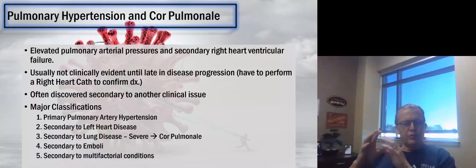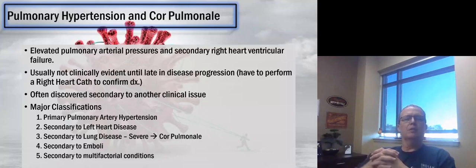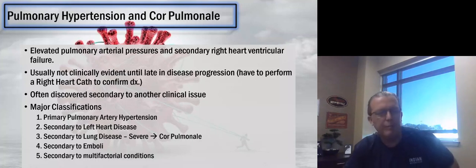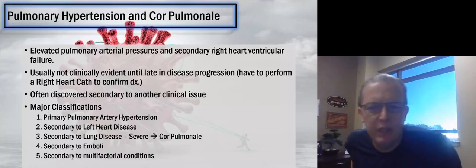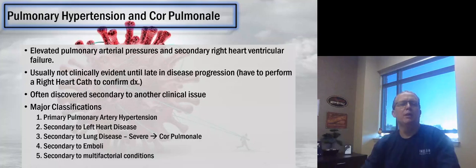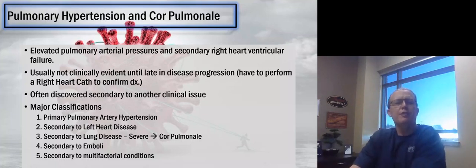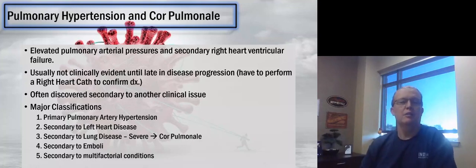All right. So our last two topics, and they're related to each other. They're basically extensions of each other in the vascular section: pulmonary hypertension and cor pulmonale. So pulmonary hypertension is exactly what it sounds like. It is elevated blood pressure in the arterial side of the pulmonary vasculature.